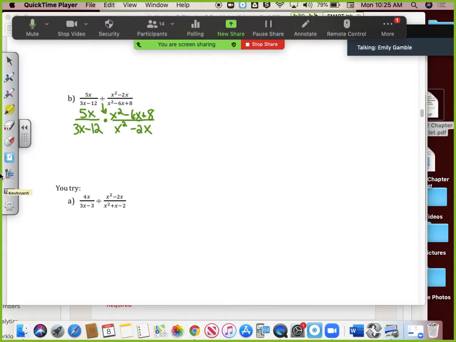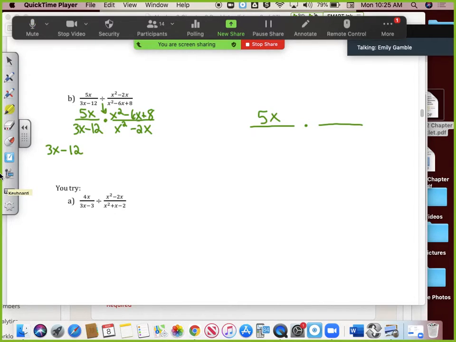Once you've done that process, keep, change, flip, then it's time to do the same thing we did before, which is factor everything that we can, cancel out anything that's the same, and then multiply whatever you're left with. So I need to factor all 4 parts. Looks like the top left-hand corner, 5x, there's nothing I can do there, that's just 5x. But then I can factor the bottom, 3x minus 12, by using just the GCF method.